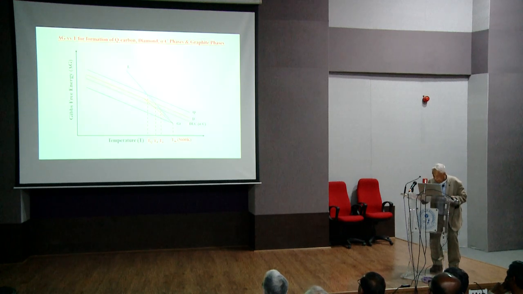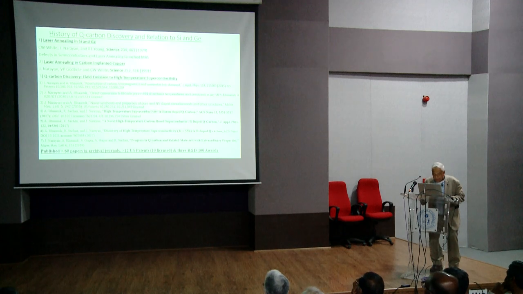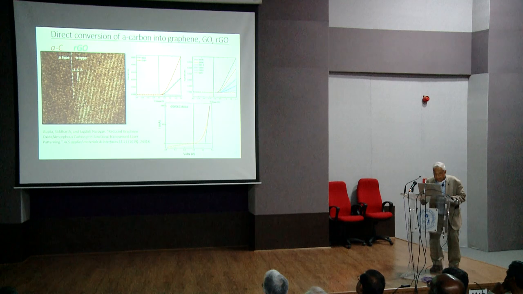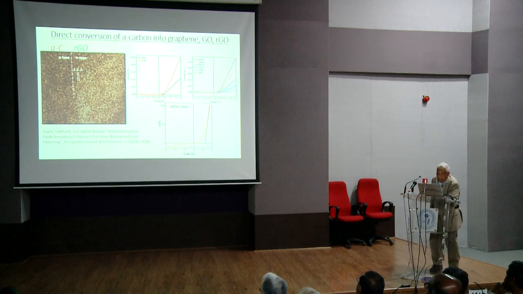First I show you the graphene thing. What a wonderful thing you can do with graphene. You create thin amorphous carbon, and this was on the left-hand side. And here you laser anneal it, and you turn it into graphene. The amorphous carbon is P-type, and this is N-type, depending upon... This is reduced graphene oxide.